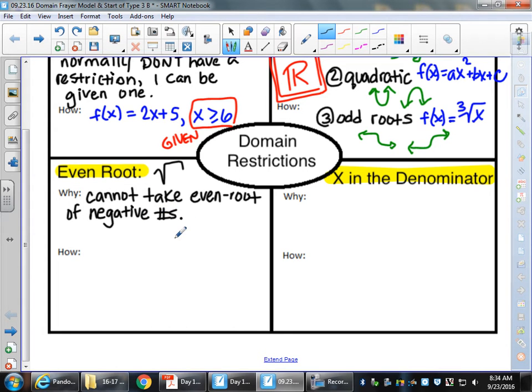Because we cannot take even roots of negative numbers. Can't happen. So if it can't be negative, that means what's underneath the radical, which is what we call that sign, has to be, what could it be equal to? 0 or bigger.